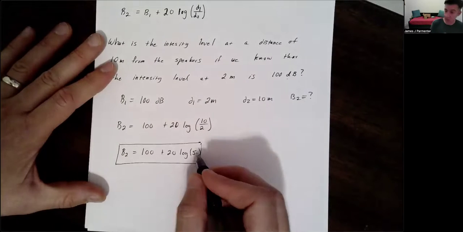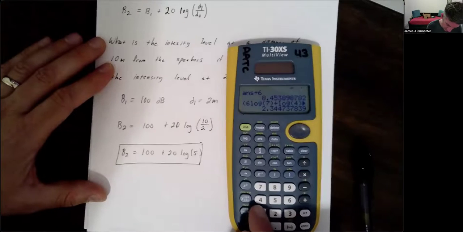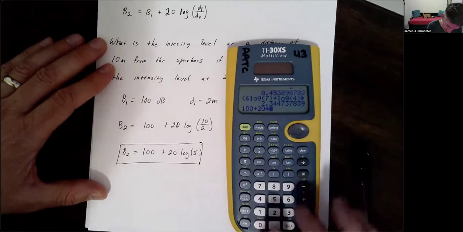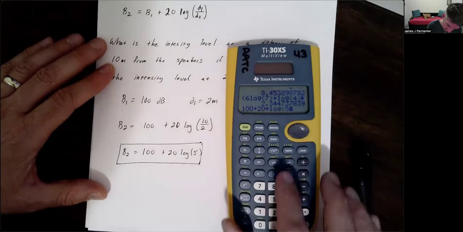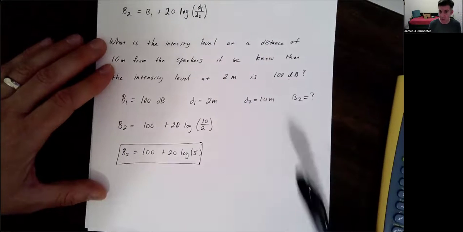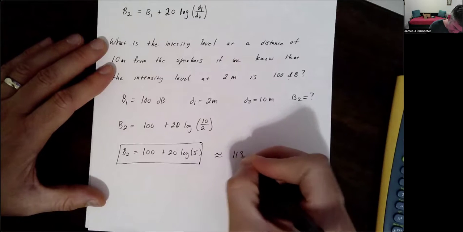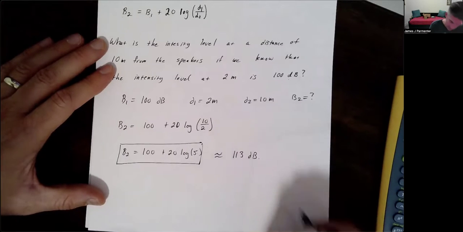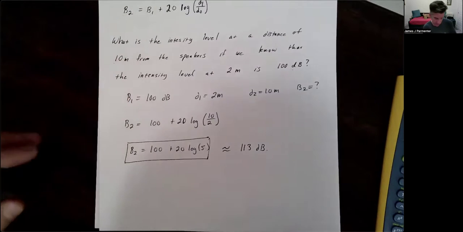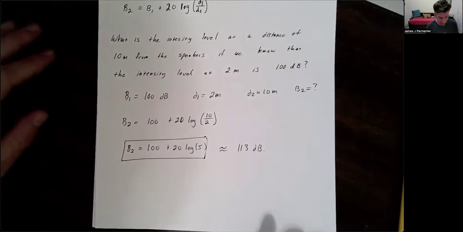Well, this is where you should use a calculator. So we're going to write this out. We're going to have 100 plus 20 times log of 5. We do that, we get about 113. Okay, so still too loud, but it's good to know that this is approximately 113 decibels. Definitely, you should not be exposing your ears to that level of intensity for very long at all, because you will damage them.